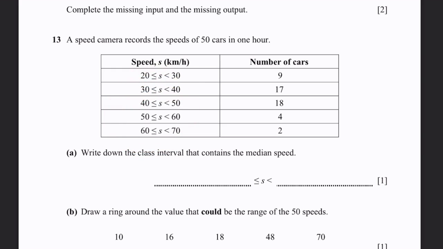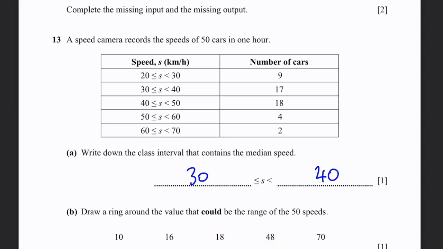We can see that all the values up to the 9th car is in the first group. In the second group, we have the 10th to the 26th value. Wait, we have 25th and the 26th value in this group. So that's why this group is the answer. It'll be S is greater than or equal to 30 and less than 40. That's the answer. B, draw a ring around the value that could be the range of the 50 speeds.